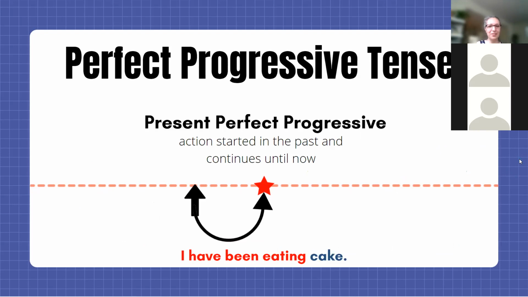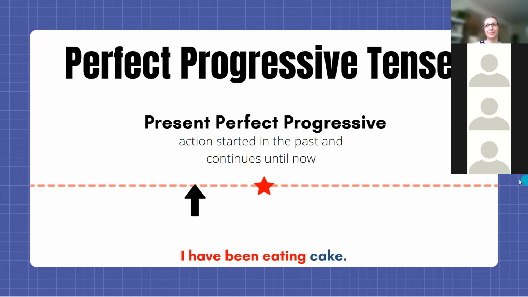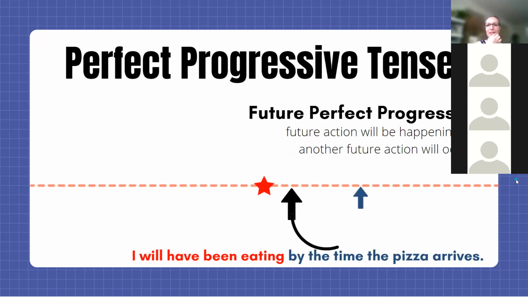And present perfect progressive. I have been eating cake. Thank you. And future perfect progressive, I think this is the one that we were on. Again, continuous action, but it will stop when something else happens. So I will have been eating by the time the pizza arrives. So maybe the pizza is arriving too late, or maybe somebody says, "Oh, I've just ordered a pizza," and you say, "Well, I will have been eating."